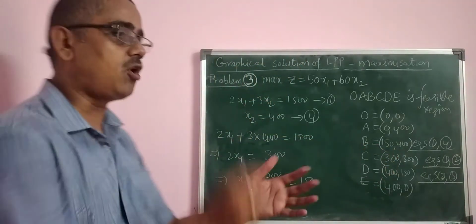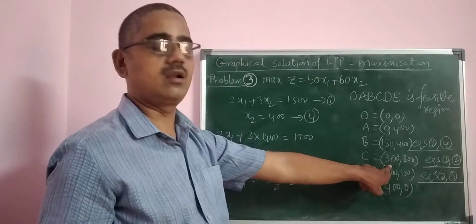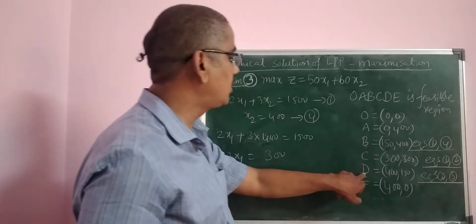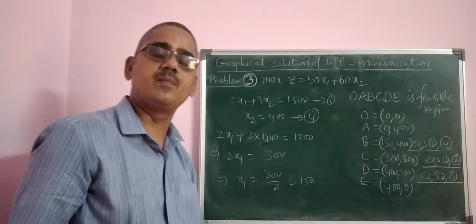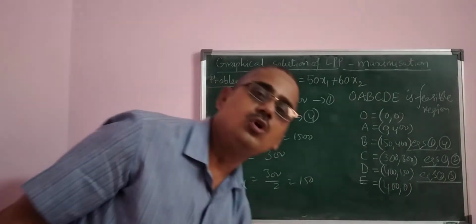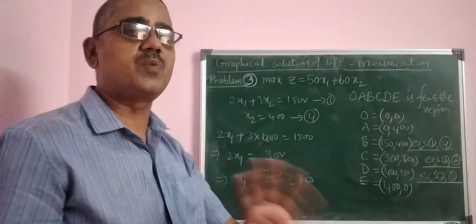Like this you have to solve two equations. You solve equations 1 and 2, you will get 300, 300. You solve equations 2 and 3, you will get the point D, 400, 150. So this is what you have to do. You have to solve the respective equations.